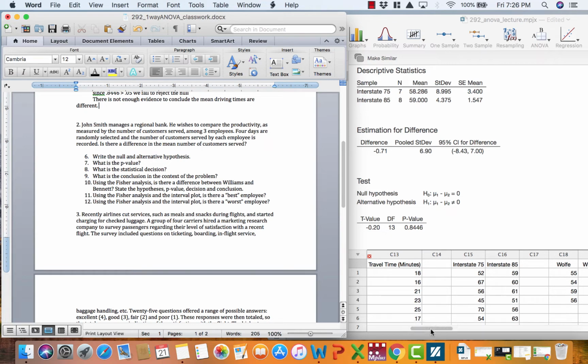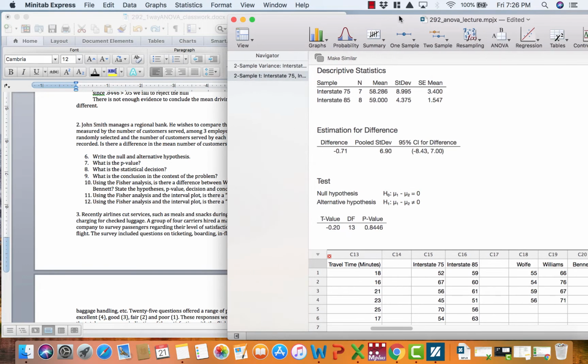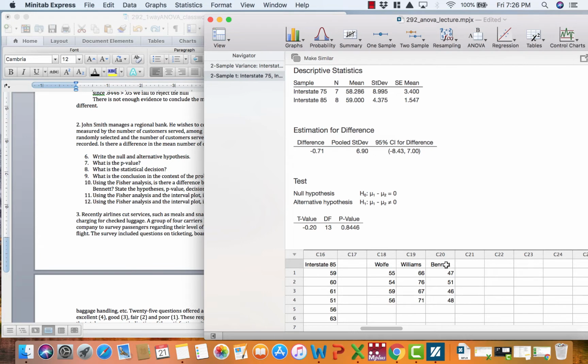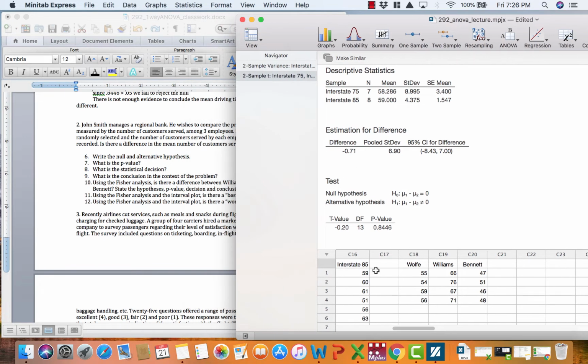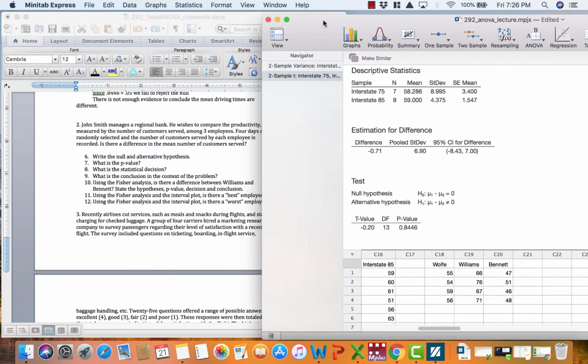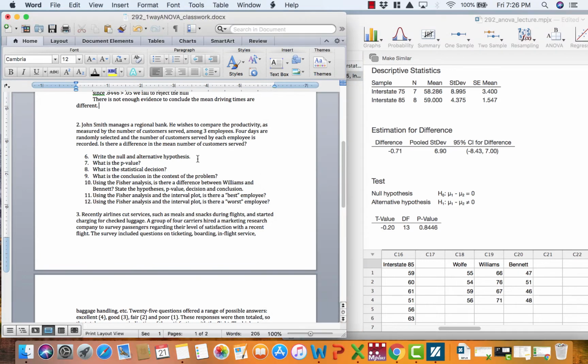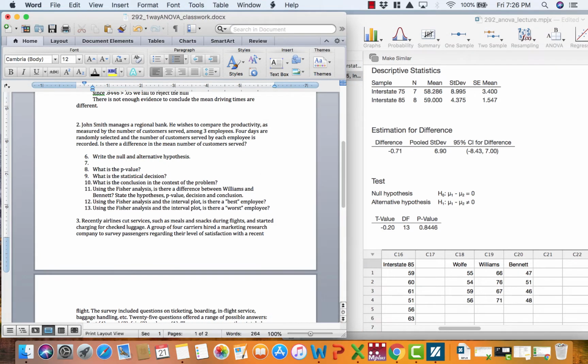All right, so let's look at Minitab for a second, and we scroll over to C18 through C20, Wolf, Williams, and Bennett. These are our employees, and those numbers represent the number of customers served. All right, so this is a very common question for a manager. Are my employees serving the same number of customers on average? Are they performing at the same rate on average? All right, so we want to write our null and alternative.